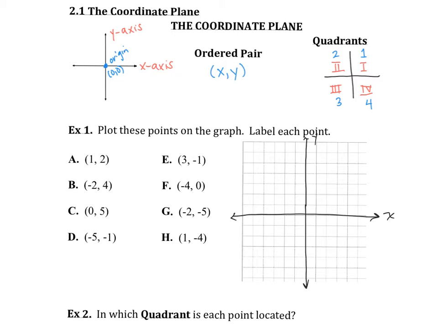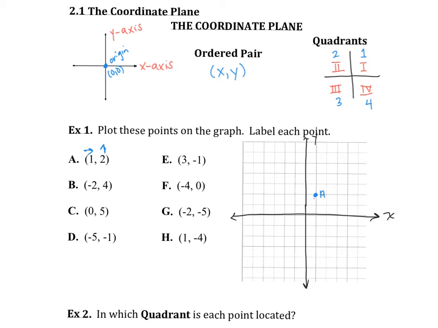Now remember, ordered pairs come in the format x, comma, y. So the first one is going to tell you how far to the side to go, and the other one's going to tell you how far up. So for A, it's positive 1, positive 2. If you go positive in the x direction, we go to the right. Positive in the y direction is up, and I always start from the origin. Here's the origin. The ordered pair tells me to go right 1, up 2, 1, 2. That's where I'm going to put my point, and it says to label the point, so I'm going to put a little A next to it.